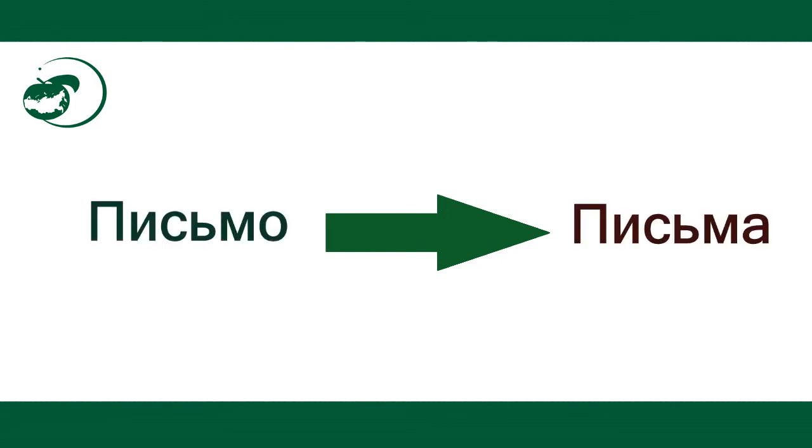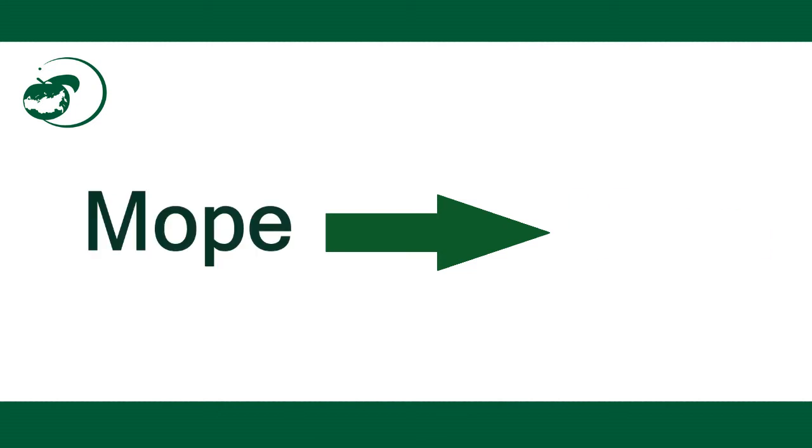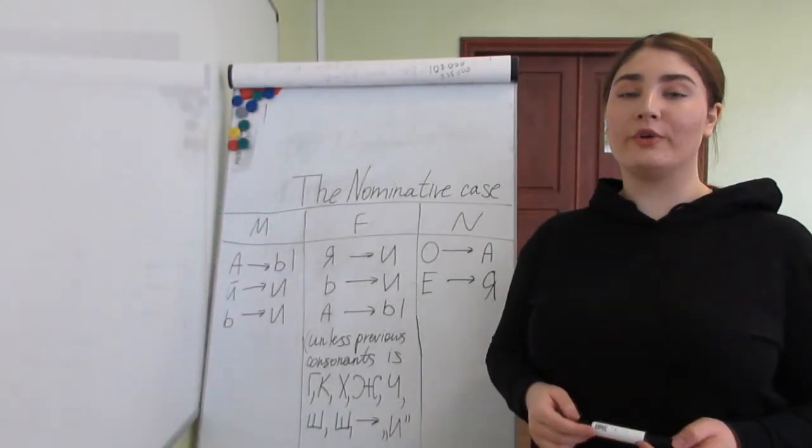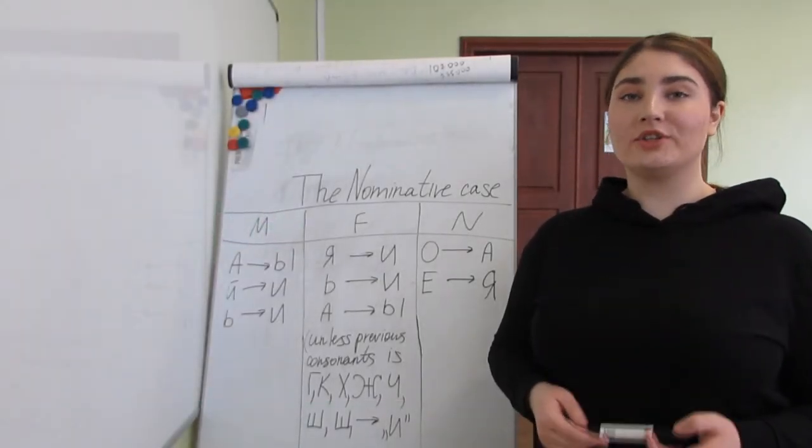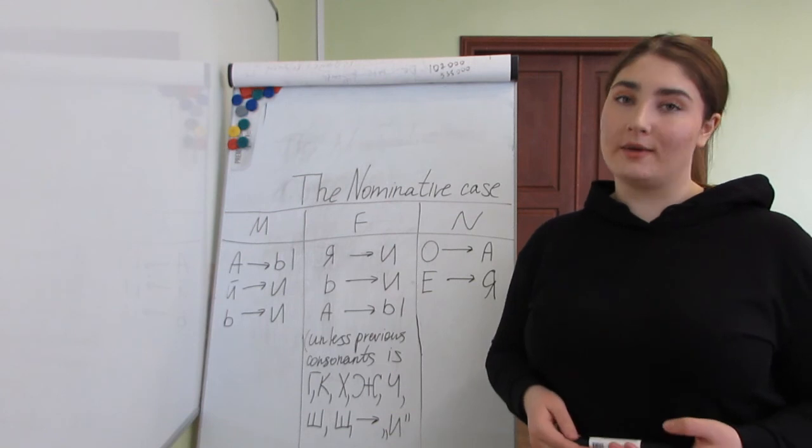And for the neuter nouns, письмо, письма, море, моря. Now you can stop the video and try again one more time.